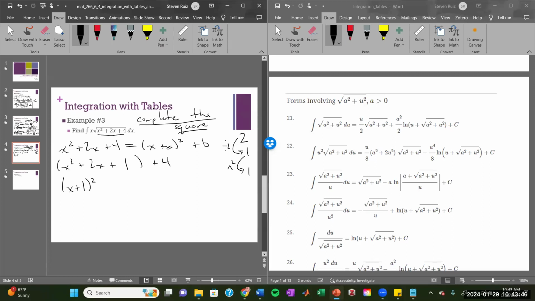But I did something illegal, right? I added 1 to this parentheses, which means I have to subtract 1 outside of it. So basically what I have is this: x plus 1 squared plus 3. So that gives me this. The integral I'm actually doing is the integral of x times the square root of x plus 1 squared plus 3 dx.